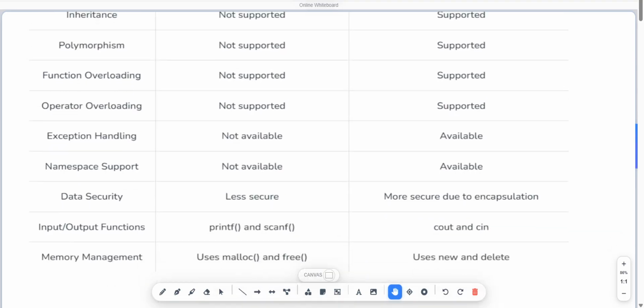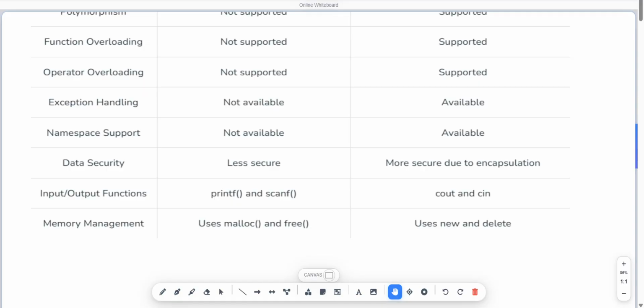Another important thing is data security. C is less secure, whereas CPP is more secure due to encapsulation. What is meant by encapsulation? It wraps the entire data, and hiding means there are three access specifiers being used. These all we will discuss in further videos. Actually, encapsulation is also a feature of CPP that helps to increase the security.